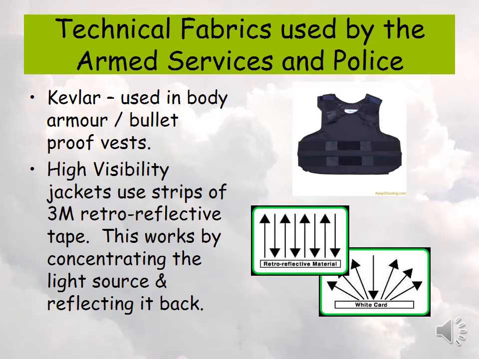These are examples of technical textiles that are used for protection. Kevlar is used in body armour. It's incredibly bulletproof and it's non-flammable. And also high visibility jackets with incredibly reflective tape, helping to keep people safe in the dark.